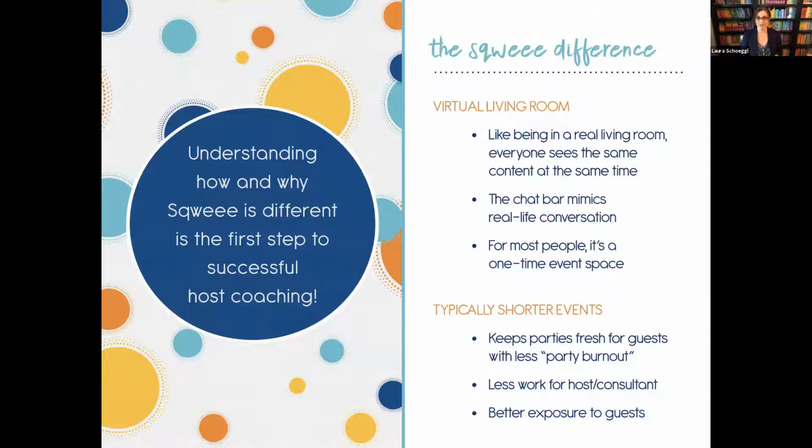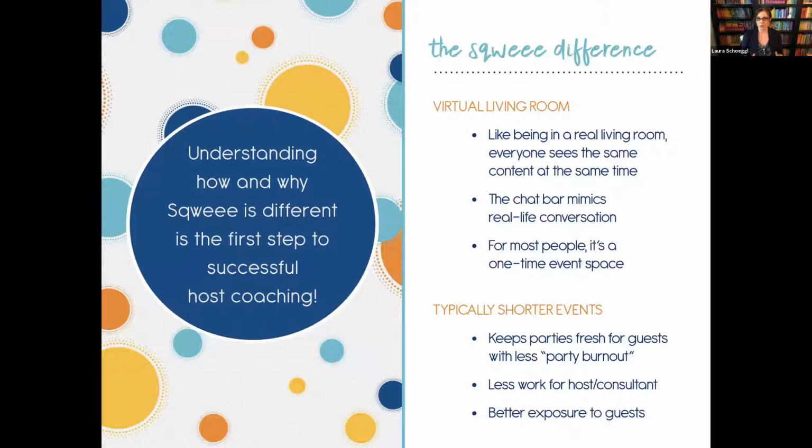Before we dive into any of the logistics of host coaching, I want to talk a little bit about Sqweee, because I think that understanding how Sqweee is different and maybe even more importantly, why it's different, why we have built it the way that we have, is really a success tip that shouldn't be skipped. Having that in your back pocket really comes into play when you start communicating with your host.